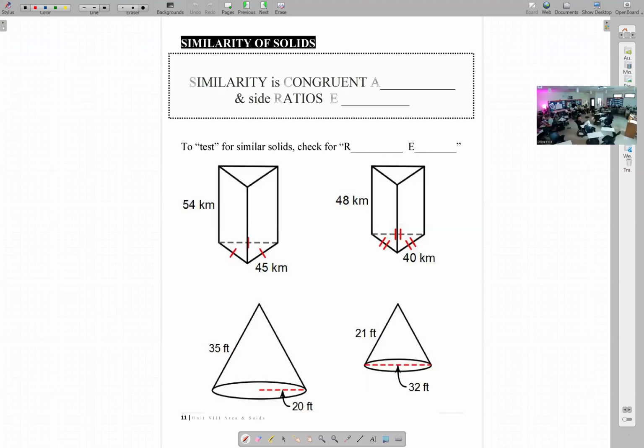Paper, please. Right here. Says right here, similarity is congruent angles. I expect you to have this memorized. Ratios which are equal. Help him out, Coop. Help him out.